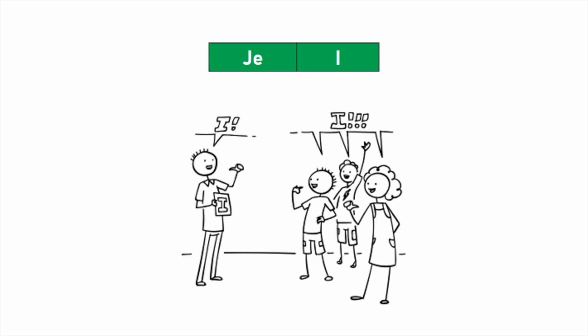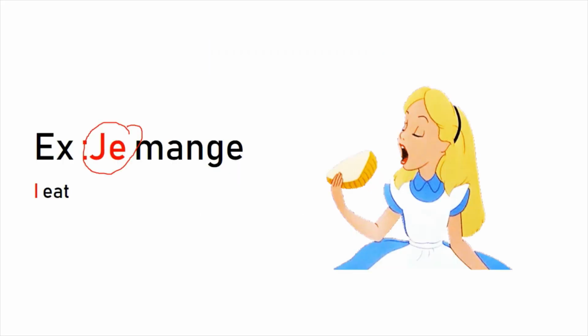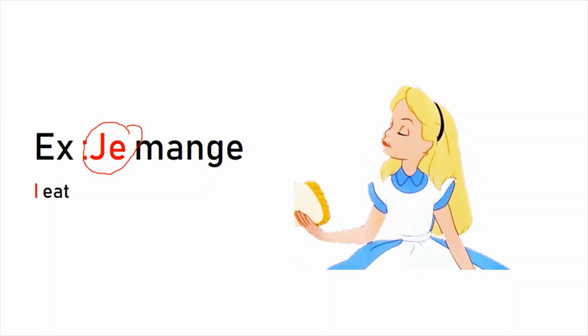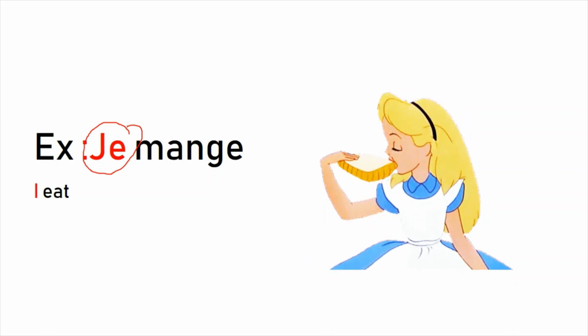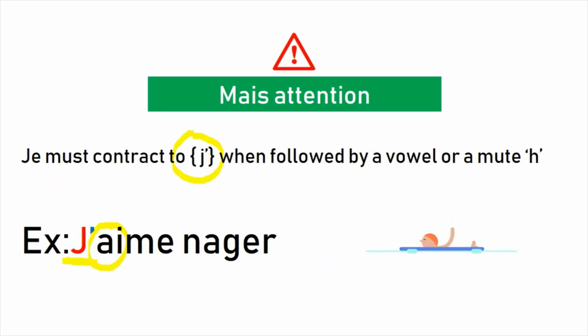So in the series of subject pronouns, first of all we have je. Je, that means I. For example, je mange. Now here one thing you should notice, that je must contract to j apostrophe when followed by a vowel or a mute h. For example, j'aime nager. So here from the word j-e we are removing e and we put an apostrophe because the next word, aime, is starting with a vowel.